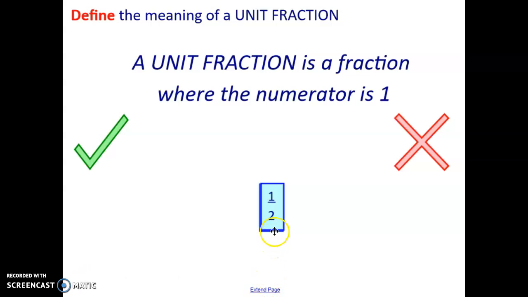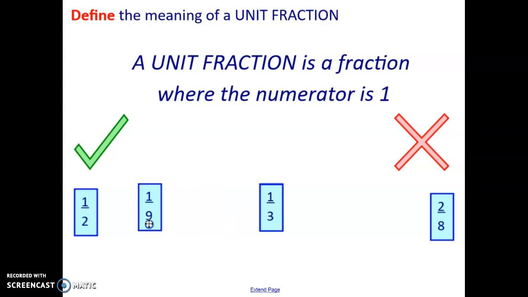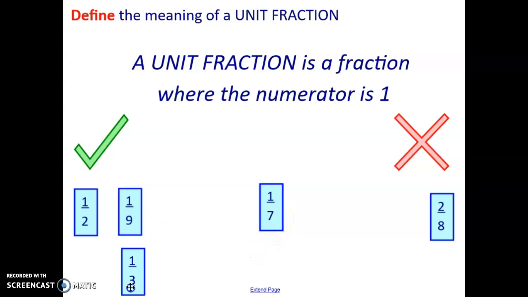My first example is 1/2, or a half. Is that a unit fraction? Yes, because the numerator, the number on top, is 1. What about 2/8? Is that a unit fraction? No, the numerator is 2, so it is not a unit fraction. What about 1/9? 1/9 is a unit fraction because the numerator is 1. How about 1/3? That's also a unit fraction because the numerator is 1.